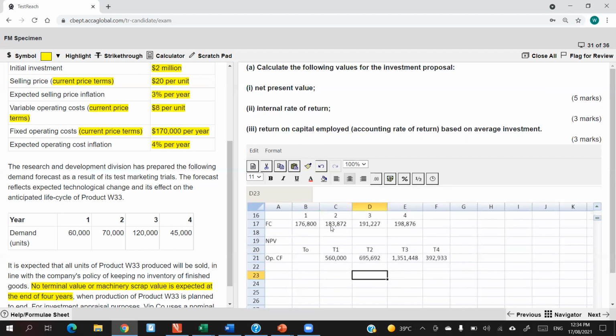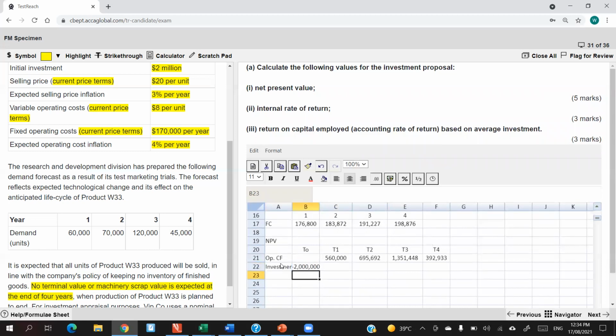Now, once you've got these operating cash flows, the next thing what you can do is you can think of your investment, and the investment value which was given here to us was 2 million. So that's the 2 million negative.